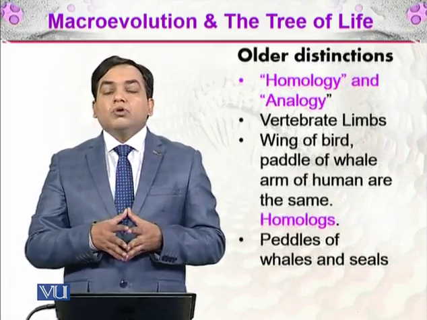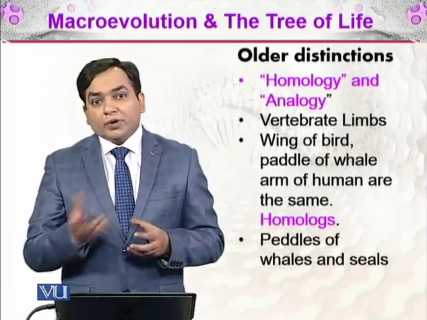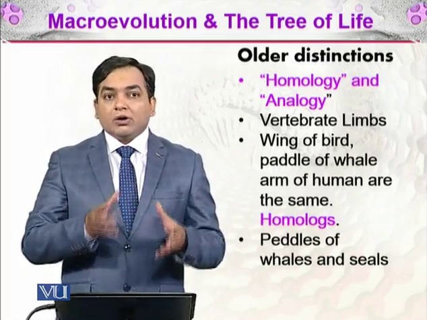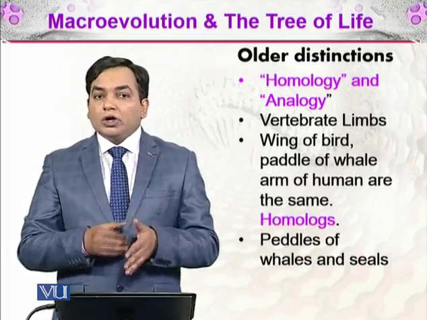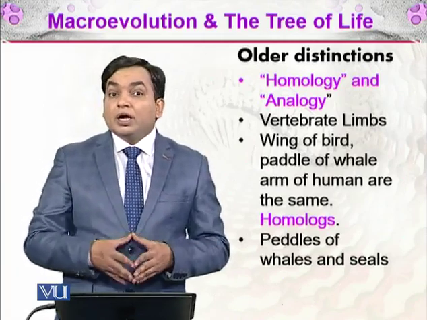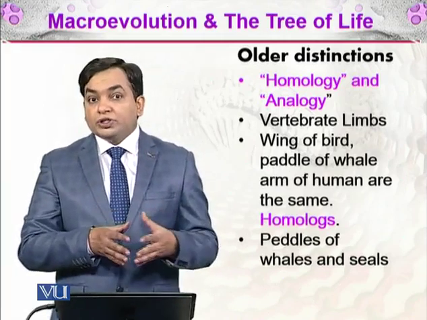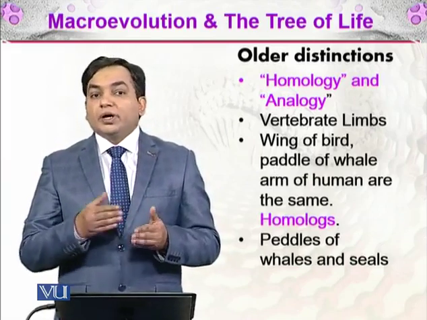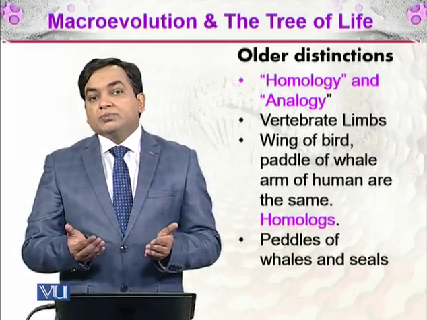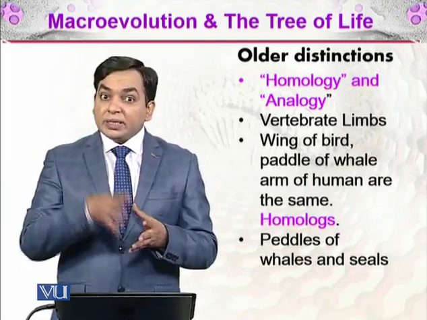Now, there are some older distinctions as well. You may already be familiar with those, like homology and analogy. Homology is when there are two characteristics that are the same in two different species. And analogy is when the same characteristic is performed by two different organisms, by different organs, but in the same way.